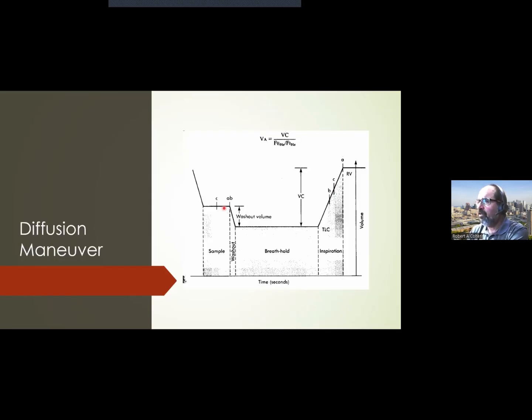If you have really good diffusion capacity, you'll be able to transfer a lot of carbon monoxide from the airspace into your bloodstream, and you'll exhale less carbon monoxide, meaning you have a great diffusion capacity. If your lungs are scarred and fibrotic, you can hold your breath, but very little carbon monoxide will be transferred from the alveolar space into the bloodstream, and then you'll exhale much more carbon monoxide. You'll have a very low diffusion capacity.